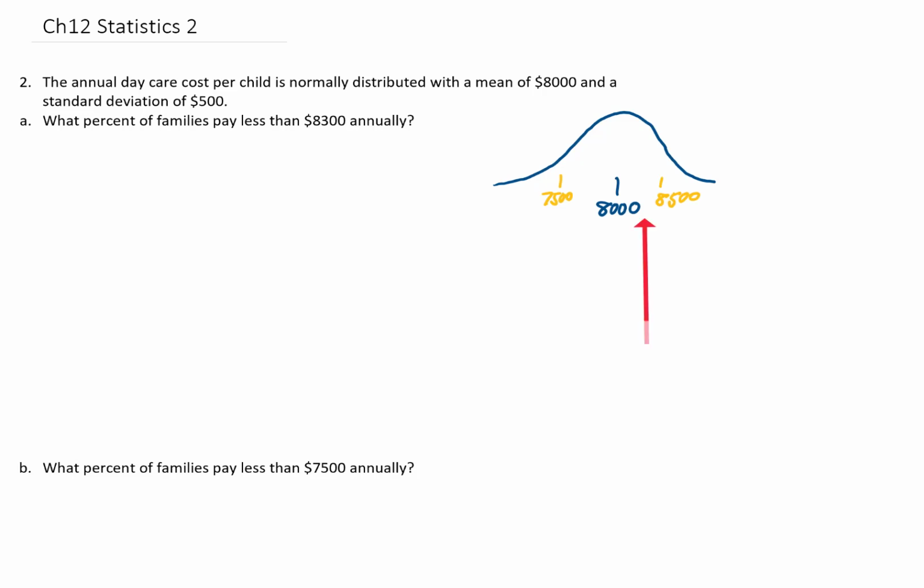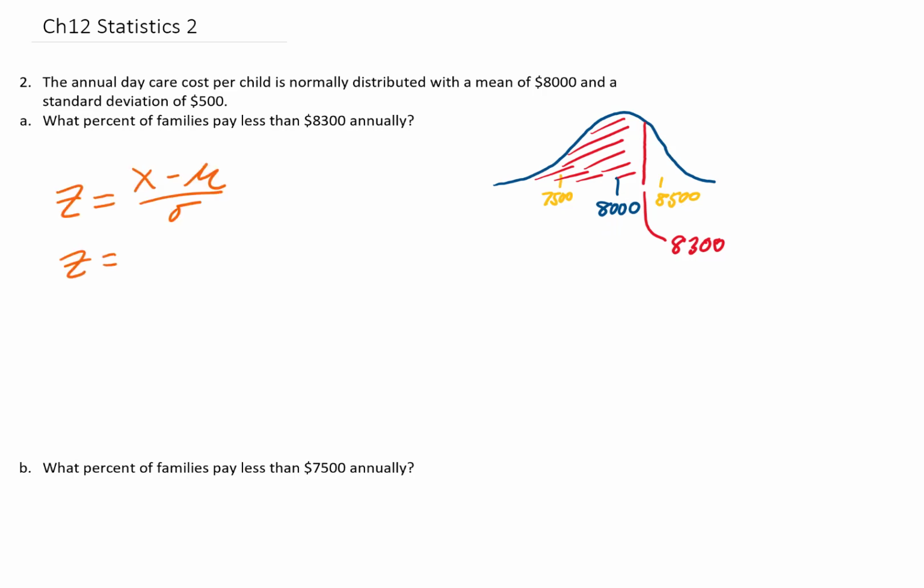Well, 8,300 is going to be somewhere around here. If we want to know the percentage of families that pay less than 8,300, we need to know this area to the left of 8,300 in this normal distribution. The way to do this is with a z-score. We're going to find the z-score for 8,300, so that's our x. Our mean was given to us as 8,000, and our standard deviation was given as 500. That gives us a z-score of 0.6. So we have our z-score.